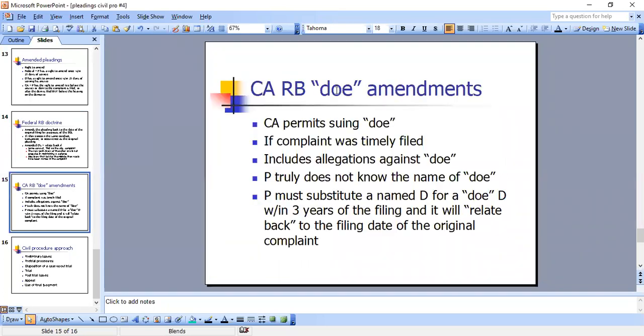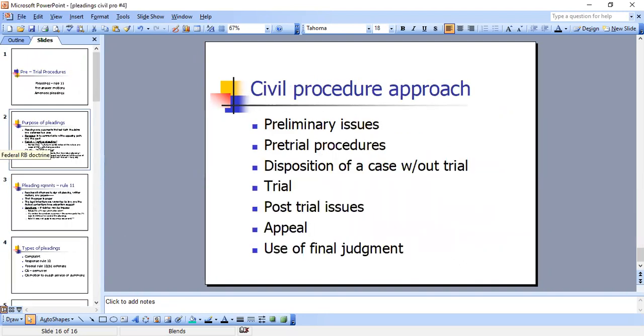Now the relation back of DOE amendments. California permits suing a DOE, whose name you don't know, if the complaint was timely filed and includes allegations against the DOE. The plaintiff truly does not know the name of the DOE. The plaintiff must substitute a named defendant for a DOE defendant within 3 years of the filing. It will relate back to the original filing date of the complaint. Okay, that's the California DOE. So that's pretty much it.